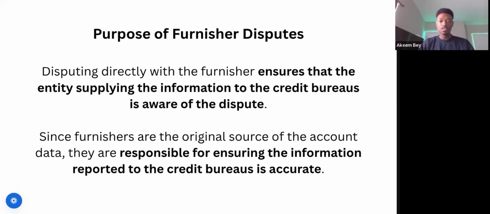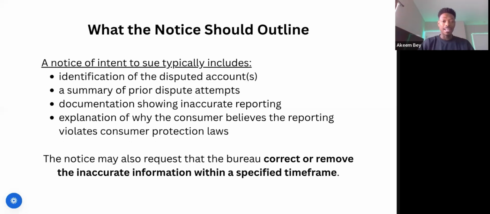So the purpose of furnisher disputes is that disputing directly with the furnisher ensures that the entity supplying that information to the credit bureaus is aware of the dispute, because they have to be put on notice too. Because after that, if they continue to do so, now you've got legal grounds to sue them, right? And since the furnishers are the original source of the account data, they're responsible for ensuring that information is reported to the credit bureaus accurately.